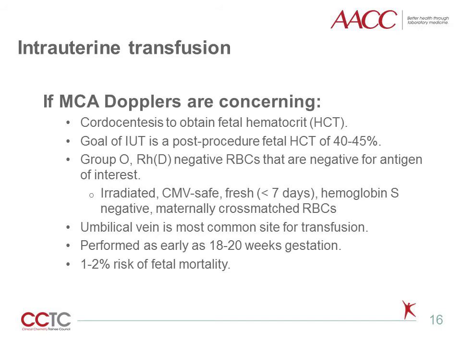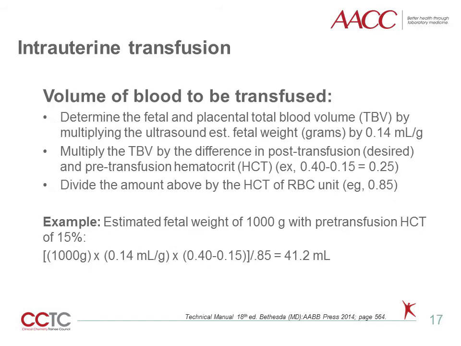Intrauterine transfusion can be performed as early as 18 to 20 weeks gestation. There is a 1 to 2% risk of fetal mortality associated with intrauterine transfusion. Prior to performing an intrauterine transfusion, the volume of RBCs to be transfused must be calculated. This is done by determining the fetal and placental total blood volume by multiplying the ultrasound estimated fetal weight in grams by 0.14 milliliters per gram.